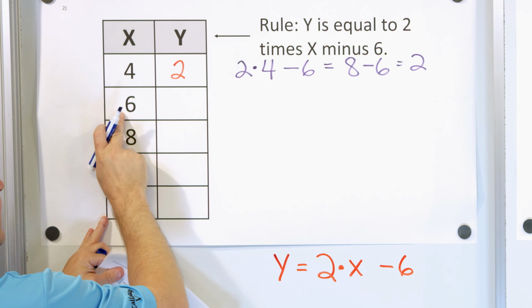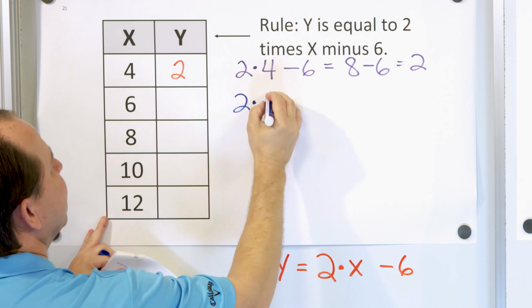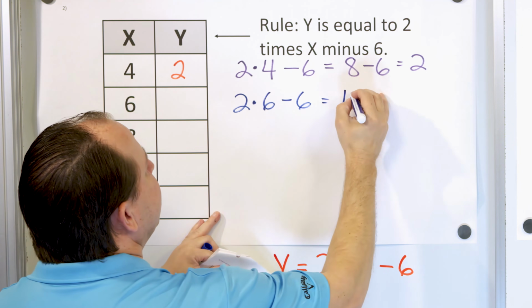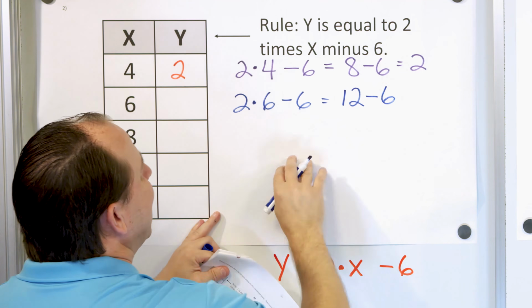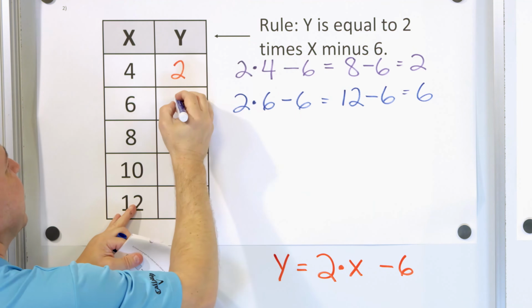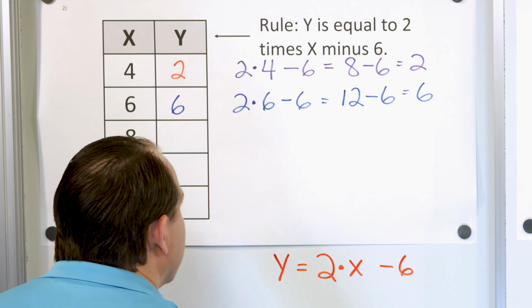2 times x minus 6. So 2 times x, but x is this, 6. Then we subtract 6. What is 2 times 6? It's just 12. We still have to subtract 6. 12 minus 6? 6. So the answer that we get is 6, and that is the number that goes in there, 6.